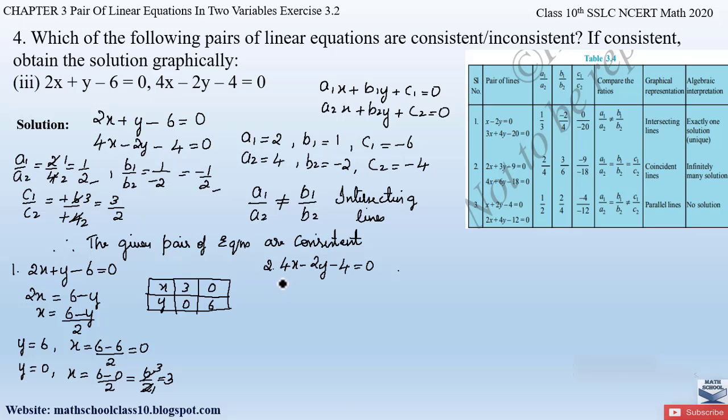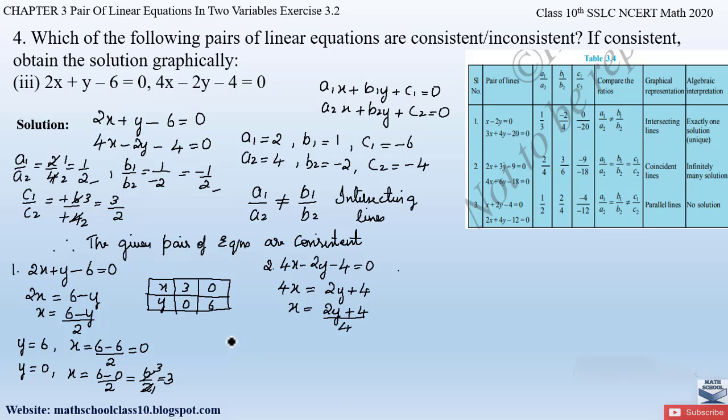Right, now from the second equation given by 4x minus 2y minus 4 equal to 0, again, let us find out the x value by sending all the other terms to right hand side. So we get 4x is equal to this minus 2y will become plus 2y and minus 4 will become plus 4. So x value is equal to (2y plus 4) divided by 4. Now let us assume the value of y and find out the value of x.